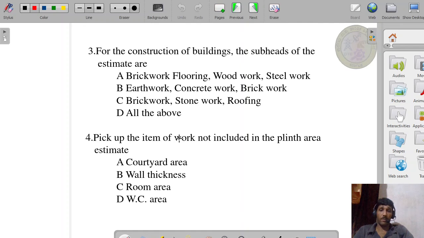Next, pick up the item of work not included in the plinth area estimate: courtyard area, wall thickness, room area, or water closet area. Which is the correct answer? Option A is the correct answer. Courtyard is not included in the plinth area estimate.